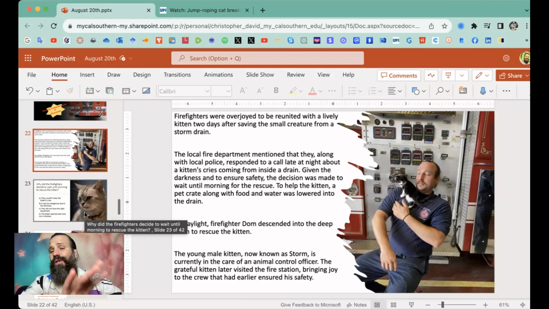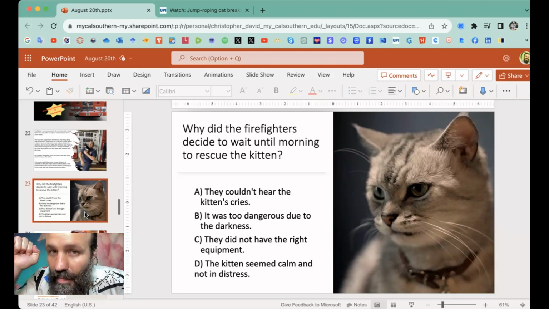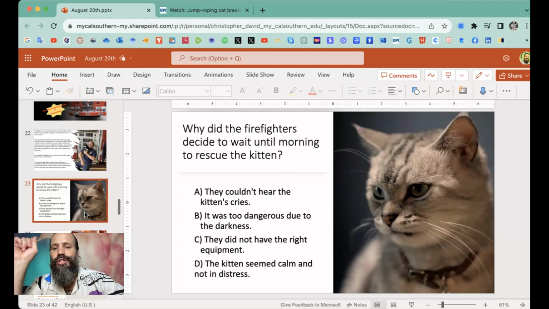Again, focusing now on reading comprehension. Why did the firefighters decide to wait until morning to rescue the kitten? Go ahead and read those real quickly. The answer is B. It was too dangerous due to the darkness.